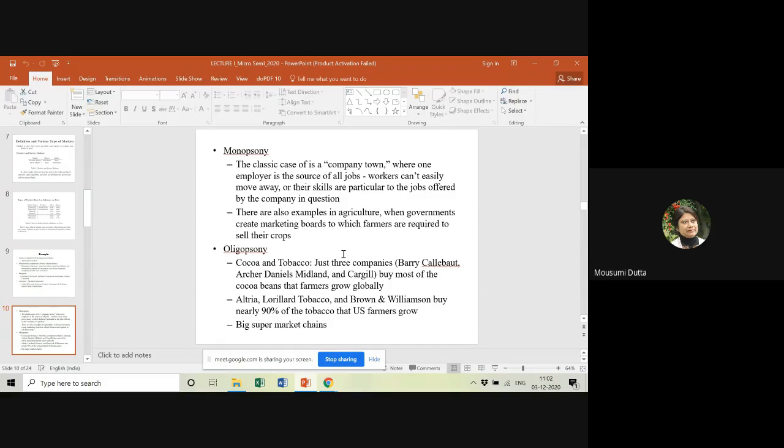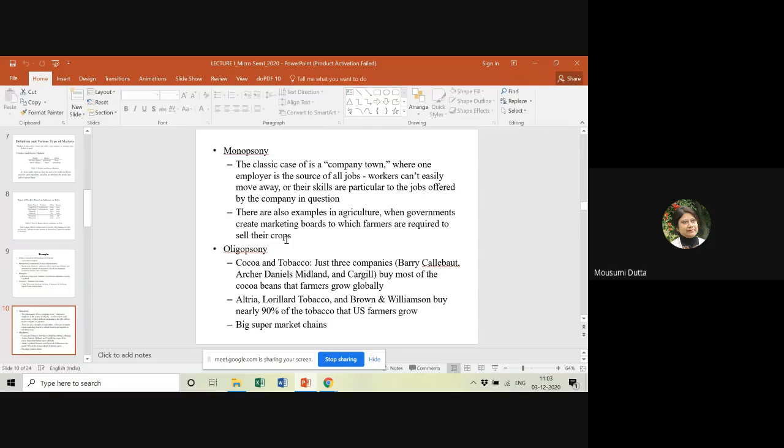There are also examples in agriculture when governments create marketing boards to which farmers are required to sell their crops. So now the entire agro bill is coming in this line. Government wants to procure the entire thing. So all the problems are related to all these things.